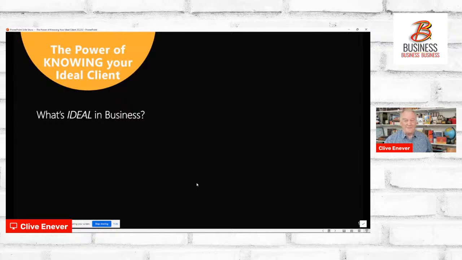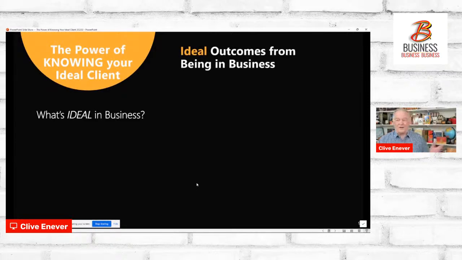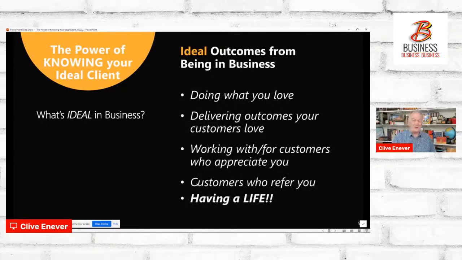Because ideally, we work with our ideal client, things happen more easily, things happen better, we get paid on time, we make a profit, we have time to go on holidays, we've got the profit to spend on the holidays. Ideal outcomes from being in business is doing what you love, delivering outcomes for the customers that they love. That means that your customers are going to be shouting about how good you are. That means that you have a better opportunity of getting more customers. It means you don't have to spend quite so much money promoting the idea that you're damn good at what you do, because your customers are telling people for you.